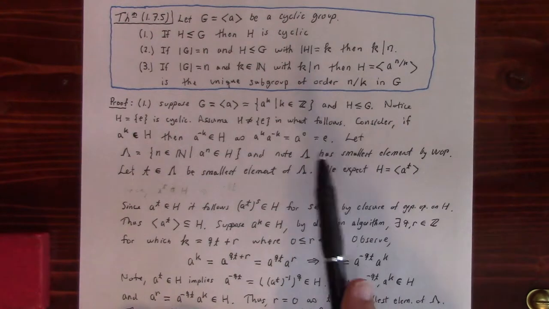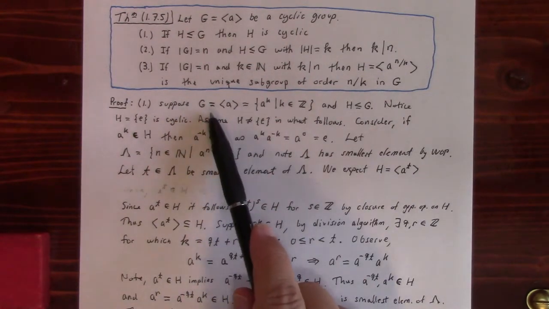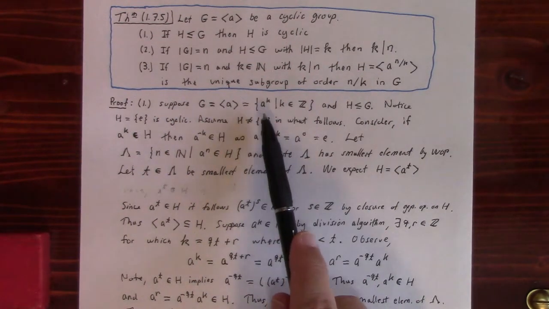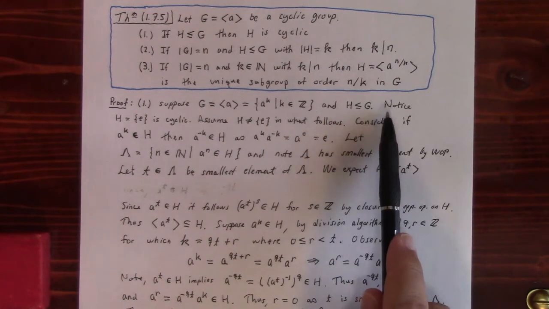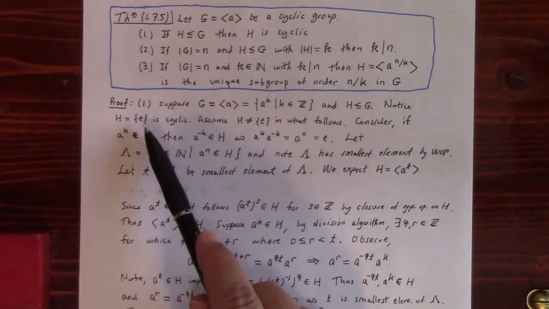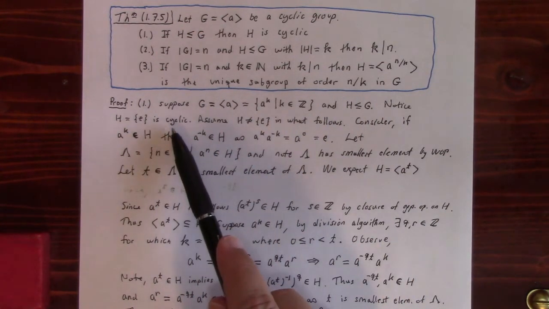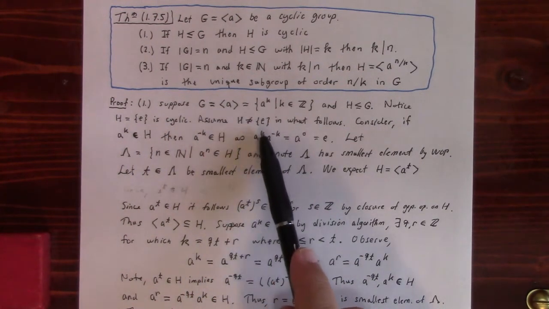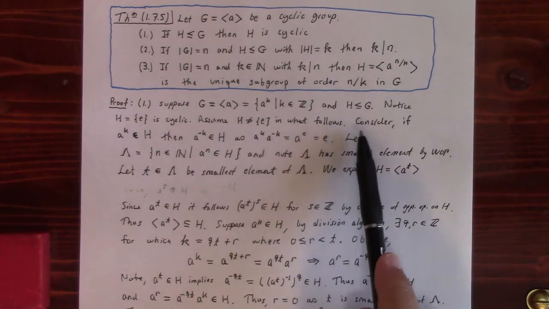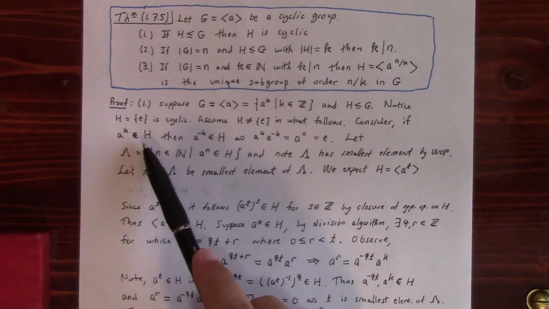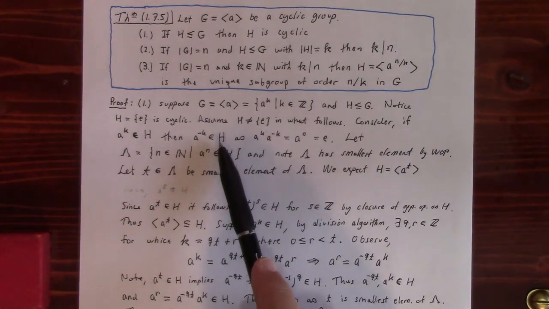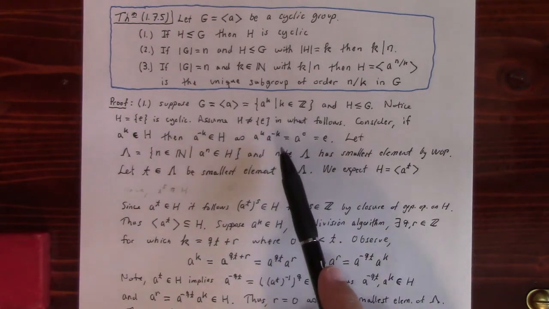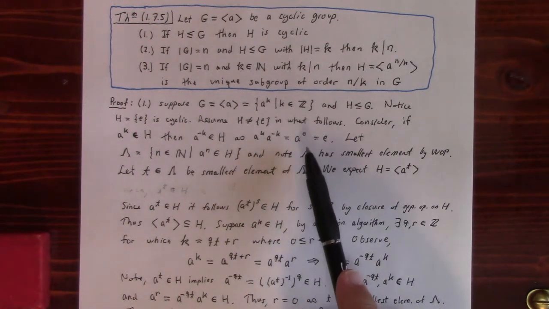All right, so here's the proof. Number one, suppose that G is cyclic, generated by a, and suppose H is a subgroup. If H is equal to {e}, it's cyclic, so we're done. So we'll assume that H is not equal to the identity group in what follows. Consider, if a to the k is an element of H, then a to the minus k is an element of H because H is a subgroup, which is closed under inversion. So a to the k times a to the minus k is a to the 0, which is equal to e.